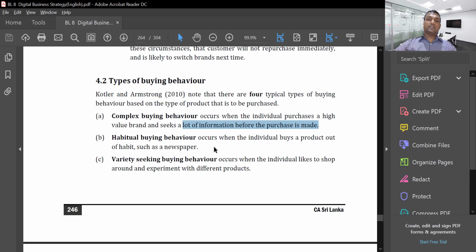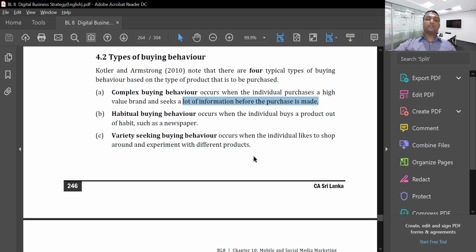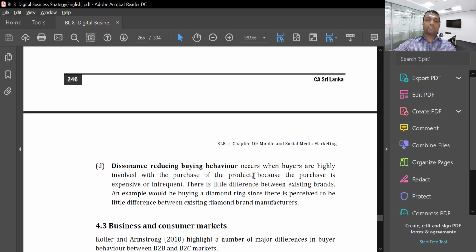What happens is an individual buys a product out of habit as a regular buying behavior. For example, a newspaper. Thirdly, variety seeking buying behavior occurs when an individual likes to shop around and experiment with different products. So there is no usual buying pattern or anything like that, but they try to experiment, buy and see the stuff. And dissonance reducing buying behavior occurs when the product is expensive or infrequent, and with the purchase they are highly involved with it.